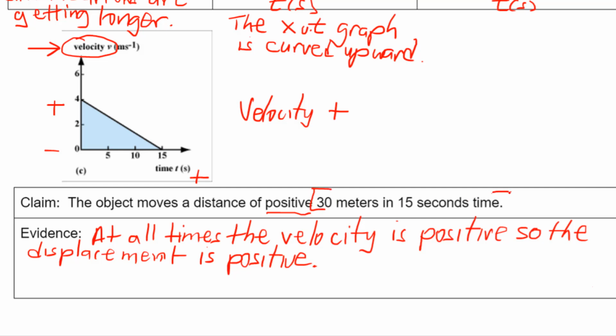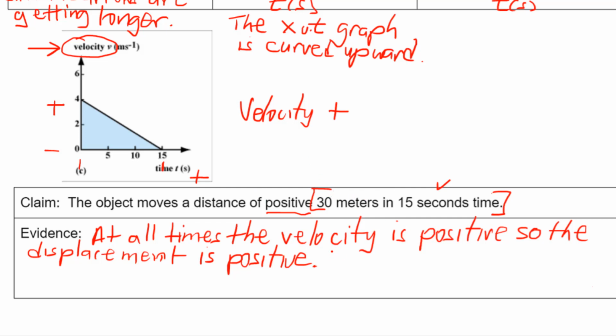30 meters in 15 seconds time. The 15 seconds is going to be pretty easy to show because we go from 0 to 15 seconds. The next part is our 30 meters. Let's take a look at how we can prove that.